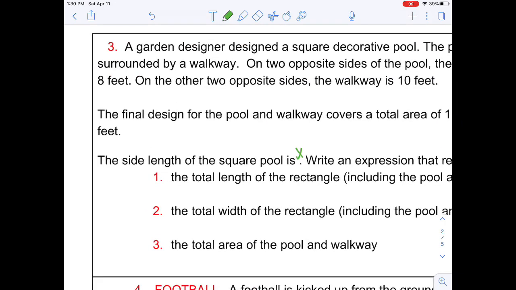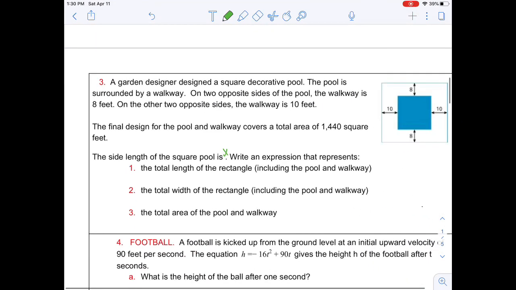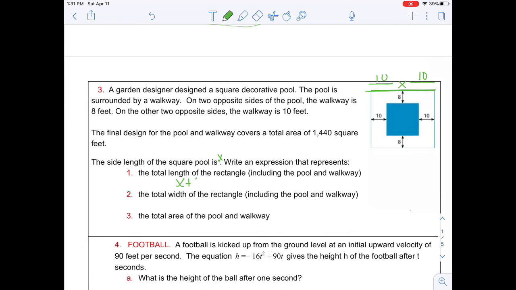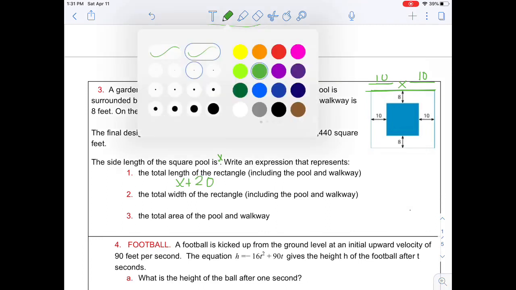The side length of the square pool is, this was a typo, is x. Write an expression that represents the total length of the rectangle, including the pool and the walkway. So the length is going to be the long side. We know that this pool is x, and we know that this space right here is 10, and this space right here is 10. So the length is actually x plus 10 plus 10, or x plus 20.